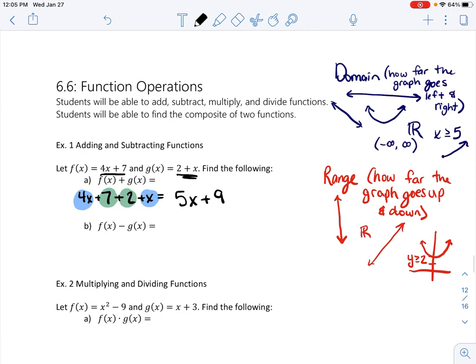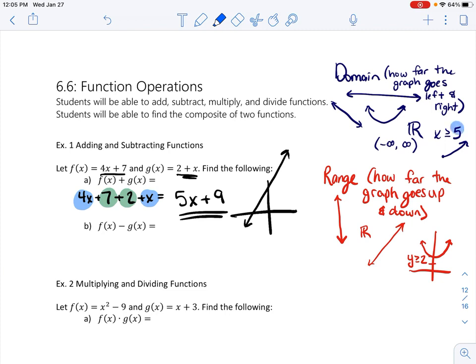Now, sometimes you will be asked about domain and range of certain things. We have a linear function here. If we were to graph it, it would be something like this. So if you notice, the domain is how far the graph goes left to right. So this picture right here, that means it has all real numbers, or negative infinity to positive infinity. It's going to go on forever. A parabola also has x values that go left to right forever, so that's all real numbers. And any linear function also is that way.